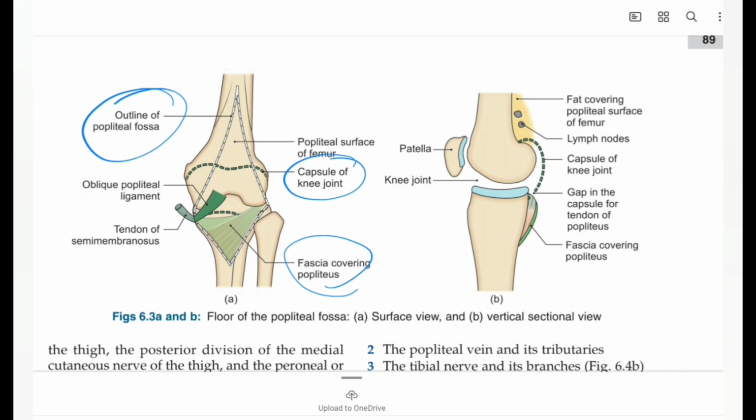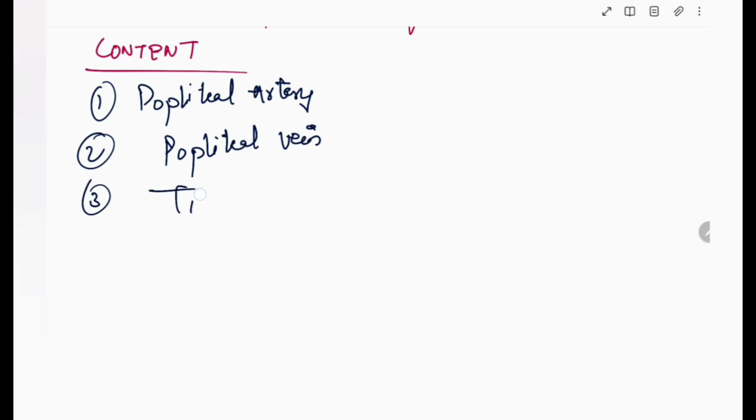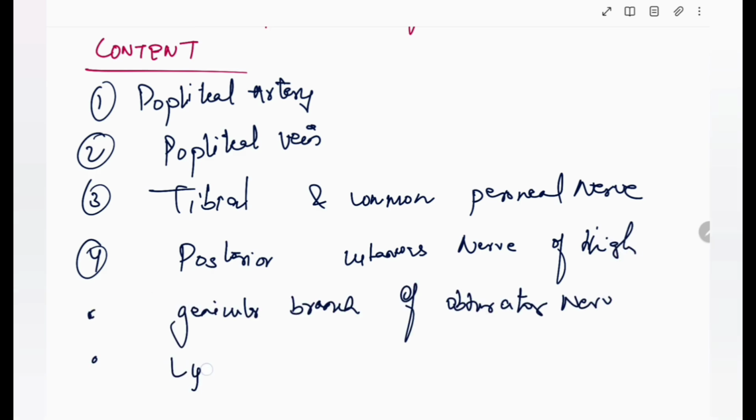Now if we discuss the contents, the contents are important. So we have the popliteal artery, then the popliteal vein, the tibial and common peroneal nerve. These are the contents. Along with that, we have the posterior cutaneous nerve of thigh. Then we have the genicular branch of obturator nerve and lymph nodes. So these are all the contents.